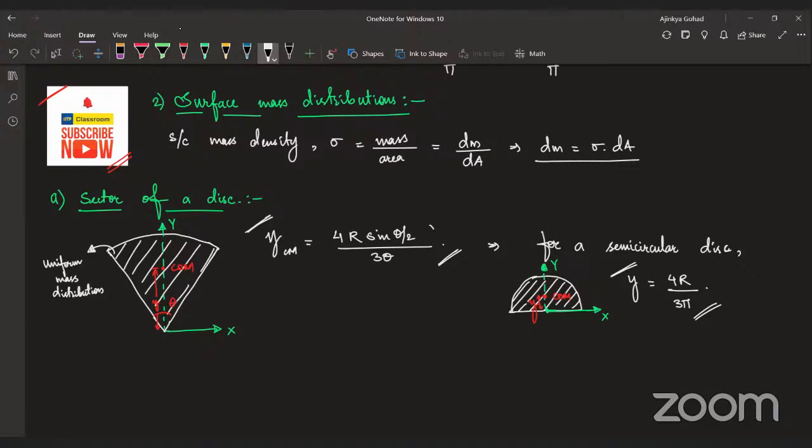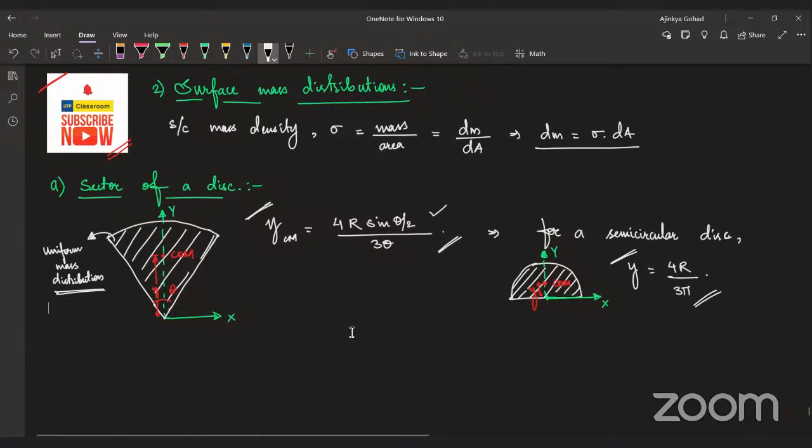It is better if you remember it for a sector of a disk. Here the mass distribution is uniform, as I have already mentioned. This is for a uniform mass distribution only. If the mass distribution is non-uniform, then you will have to integrate, and you might get it at some other position. So this is only for uniform distribution of masses. Okay, so that is for a sector of a disk.